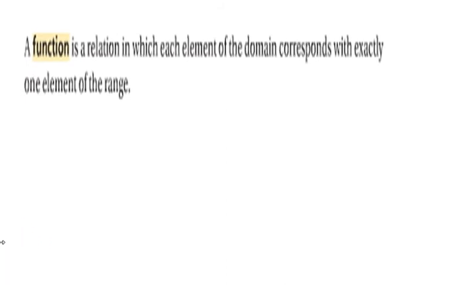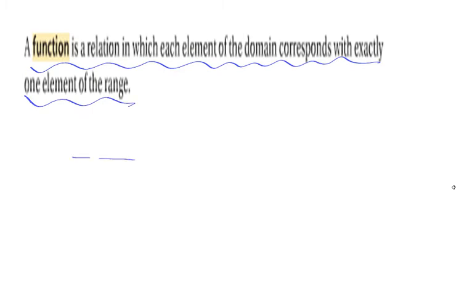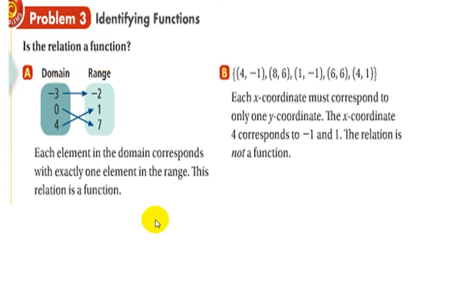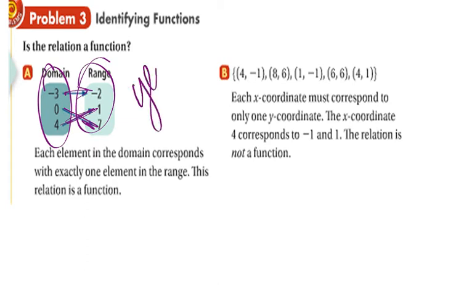Your next thing that we're going to talk about is a function. A function is a relation in which each element of the domain corresponds with exactly one element of the range. So it means for every input, I have exactly one output. It wouldn't be one input has two outputs. It means every input has one output. So let's look. It says, is this relation a function? So let's look at our mapping diagram. Well, 3 goes to negative 2, 0 goes to 7, and 4 goes to 1. Well, each input domain is going to exactly one output. So yes, it's a function.